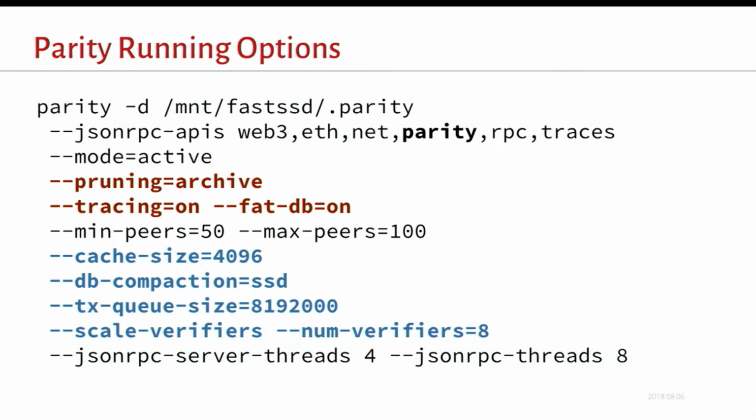Kind of equivalent options for Parity, pruning equals archive, tracing equals on. There's many more performance tuning options in Parity. I found a GitHub issue for this TX queue size. Somebody was setting it to max int, but then it would just panic the Rust client, so I wouldn't really recommend anybody turn that on. And they also have some JSON server query optimization, so if you want to be able to query faster.